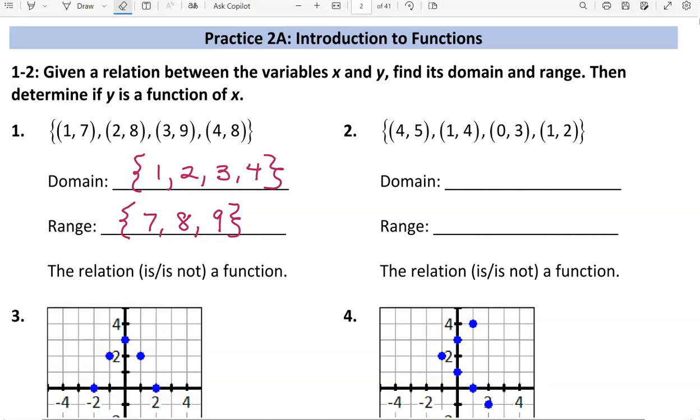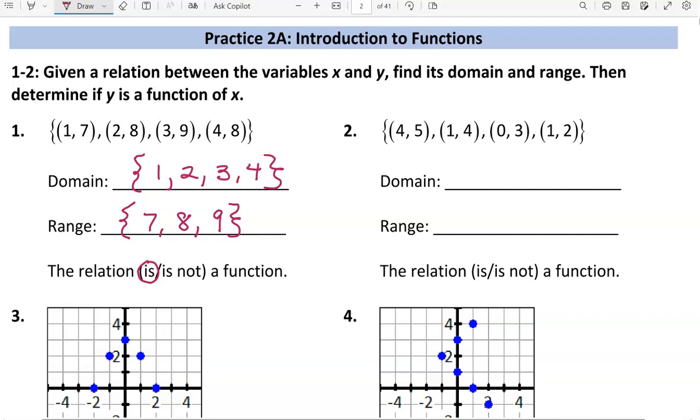Next, we're going to determine if this relation is or is not a function, and what we'll notice is that each domain value, or each x value, corresponds to only one y value. That is, when x is 1, y has to be 7. When x is 2, y has to be 8. When x is 3, y has to be 9. And when x is 4, y has to be 8. So this relation is a function since each x corresponds to only one y.